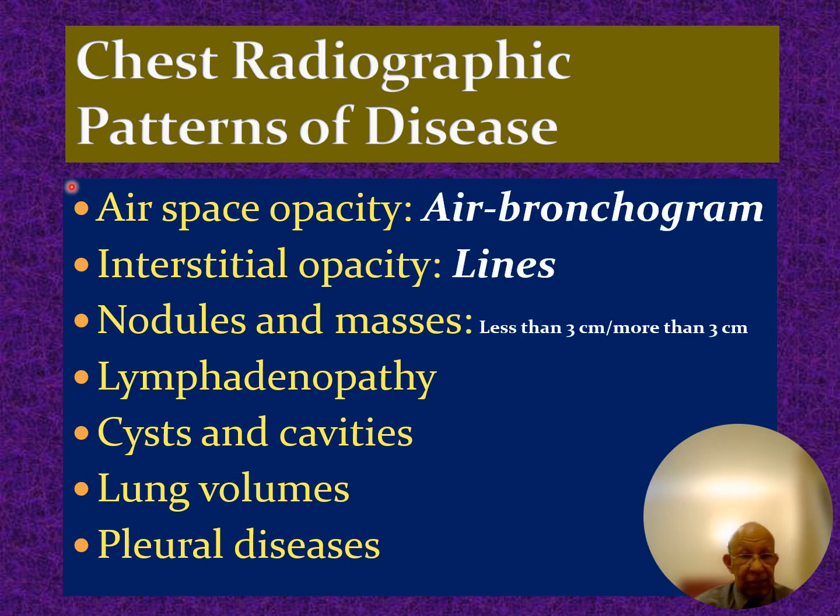Now, airspace opacity. The pathognomonic sign of airspace opacity, which means that there is fluid inside the alveoli, be it pus, blood, water, whatever, is air bronchogram. If interstitial opacity, it means you're dealing with lines. So you can see lines without air bronchograms, and you say this is interstitial opacity. And then nodules and masses. If it's less than 3 centimeters, it's a nodule. If it's bigger than 3 centimeters, you call it a mass. And there are micronodules, for example 2 millimeters, very small nodules. For example, you see them in miliary TB.